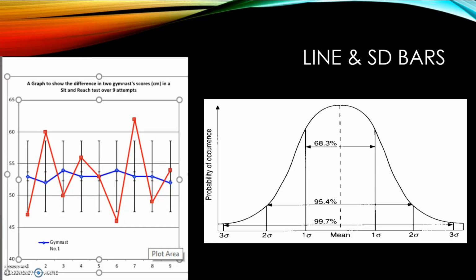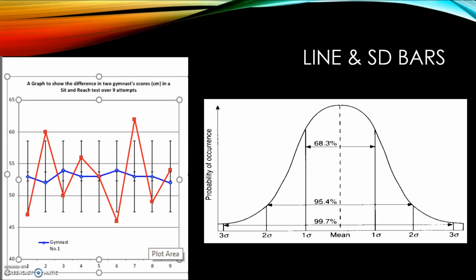Next is line and SD bars. Standard deviation simply calculates and shows the spread of data around the mean and is used when data distribution is normal and not skewed. If data points are close to the mean, this means there is a low standard deviation. If data points are far from the mean, this means there is a high standard deviation.